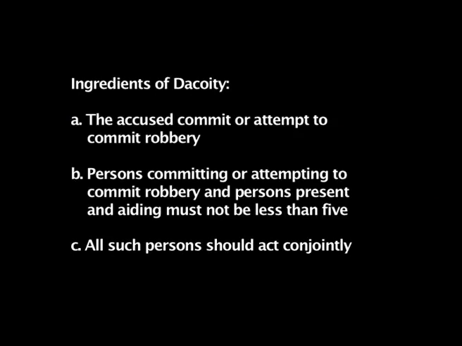The ingredients of dacoity are: A. The accused commit or attempt to commit robbery. B. Persons committing or attempting to commit robbery and persons present and aiding must not be less than 5. C. All such persons should act conjointly. The word conjointly refers to united or concerted action of 5 or more persons participating in the act of committing the offence.